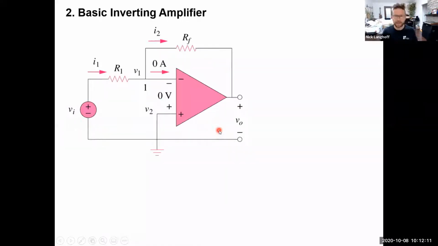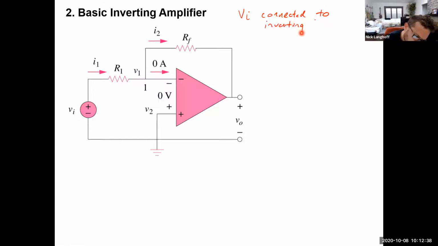All right, let's then move on and look at the next common op amp block, the basic inverting amplifier. Okay, so how do you recognize an inverting amplifier? You recognize an inverting amplifier when VI, the input voltage, is connected to the inverting terminal, VN. Remember, VN is the one with the minus sign on it there.